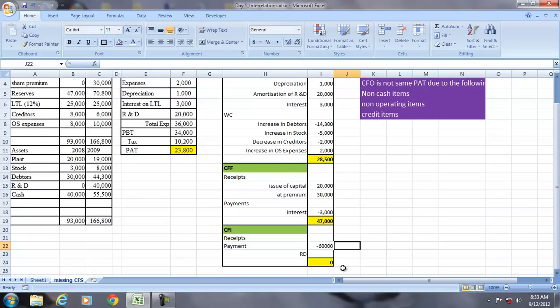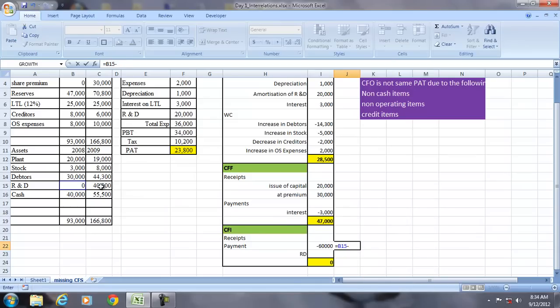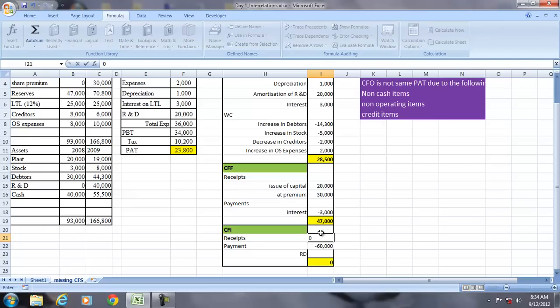So how did we get that 60,000? It is 0 minus 40, because there is no inflow, minus 40, and 20 is the amortization, so minus 60,000 is the cash outflow due to the purchase of R&D. Since there are no other payments or receipts from investment, the cash from investment decision is negative 60,000.